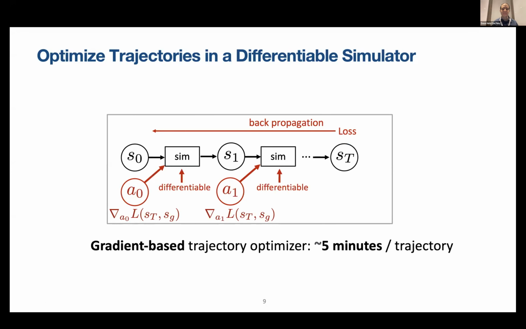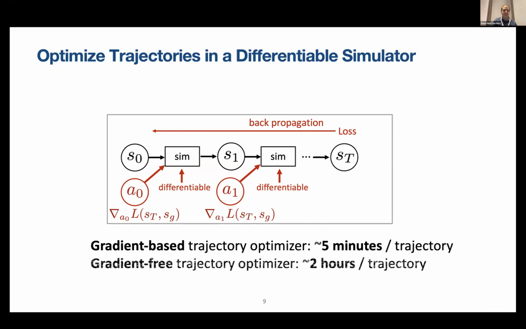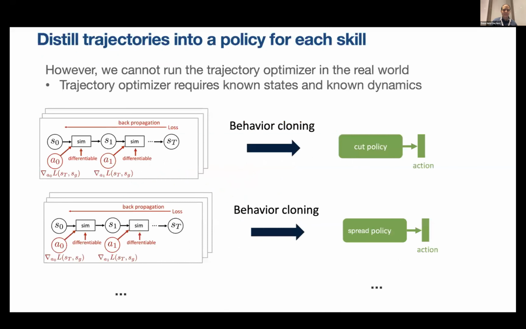Using this gradient-based approach of trajectory optimization, we can optimize these trajectories in about 5 minutes per trajectory, as opposed to using a gradient-free trajectory optimizer, which would take a couple of hours. Okay, now that's great if we have a simulator, but how do we actually run these skills in the real world?